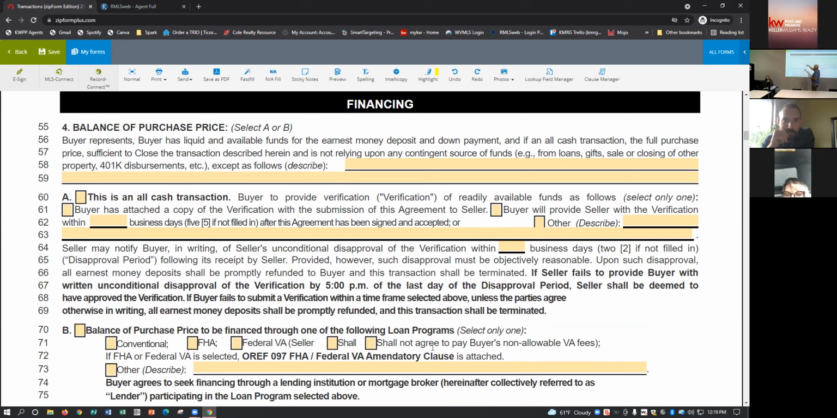If it's an all cash transaction, you'll be checking the boxes here. You'll want to provide proof of funds. I'm big on having proof of funds and pre-approval letters available to present with my offer. I think it makes it look like you're prepared. Your clients have been thinking about buying, and this isn't just some sort of whim. So I want to have that stuff ready at my fingertips to deliver along with my offer.